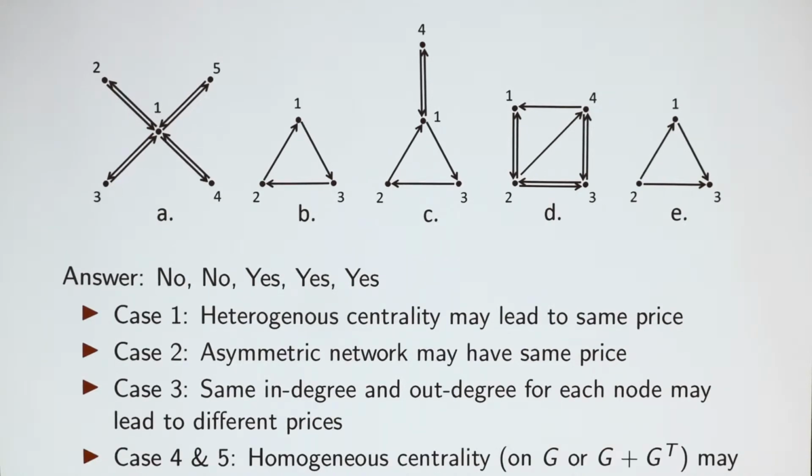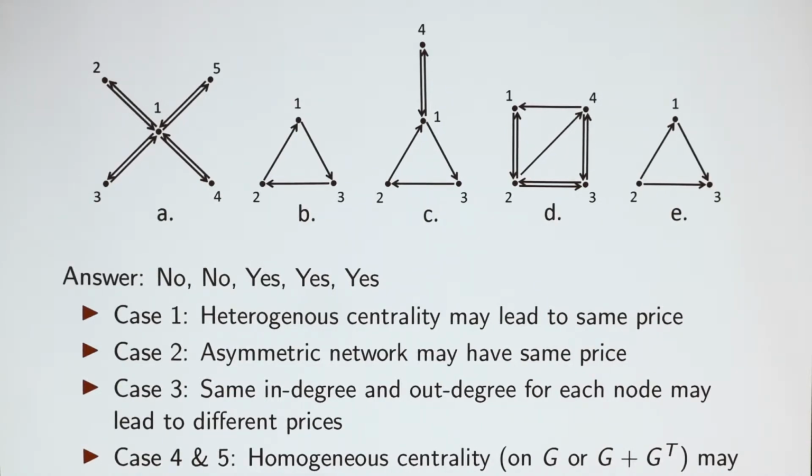And for the last 2 cases, for case D, it has homogeneous centrality based on the network G, and for case E, it has homogeneous centrality based on the network G plus G transpose. But neither of these 2 gives the same price. So homogeneous centrality may lead to different prices.